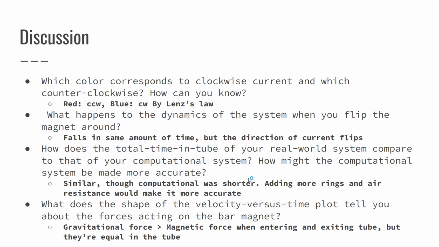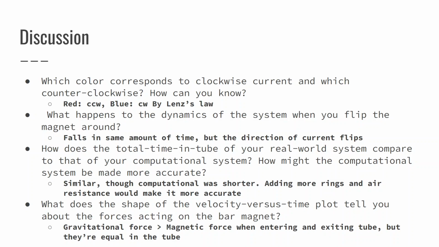So for the discussion questions, which color corresponds to which current? Red is counterclockwise, blue is clockwise. We can tell this by Lenz's law. And then what happens when you flip the magnet around? Basically, it falls in the same amount of time, but the direction of the current flips because you flip the direction of mu. How does the total time in the tube compare to that of the computational system? So it was similar, although the computational time was much shorter by about half.